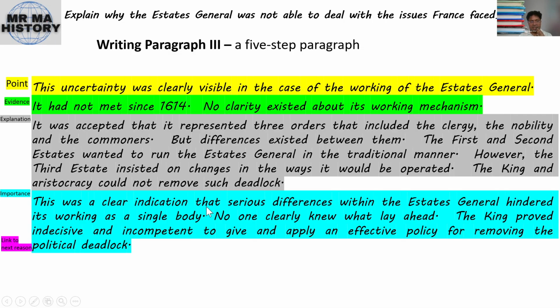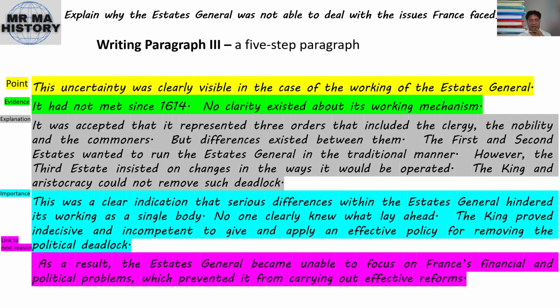Okay, what is the importance of this reason? This was a clear indication that serious differences within the Estates General hindered its working as a single body. No one clearly knew what lay ahead. The king proved indecisive and incompetent to give and apply an effective policy for removing the political deadlock. So that means this is the importance that is again addressing the question.